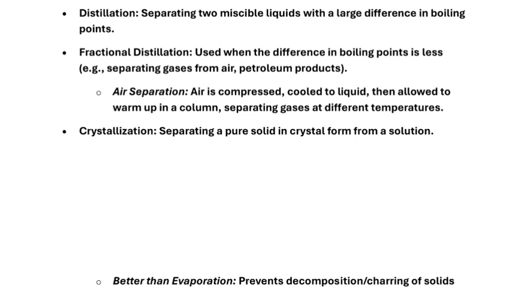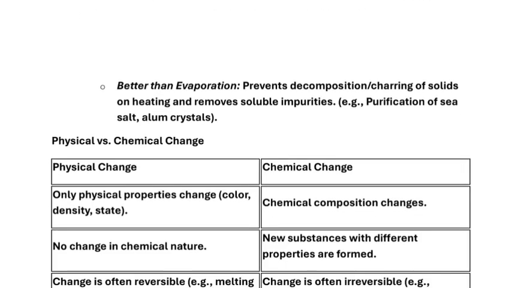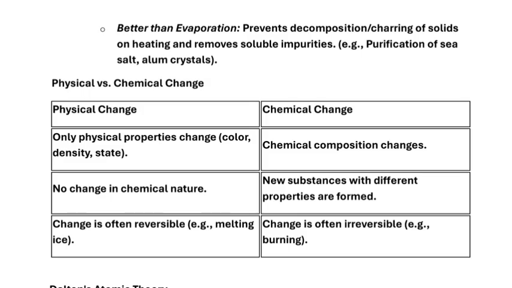Air separation: air is compressed, cooled to liquid, then allowed to warm up in a column, separating gases at different temperatures. Crystallization: separating a pure solid in crystal form from a solution. It is better than evaporation, prevents decomposition or charring of solids on heating, and removes soluble impurities. Example: purification of sea salt, alum crystals.